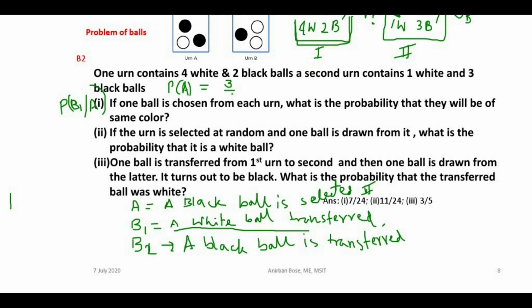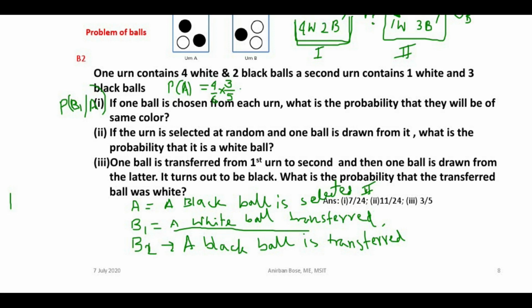So 3 by 5 is the probability of getting a black ball. But what is the probability of transferring a white ball? The probability of transferring a white ball is definitely, how many white balls are there here? That is 4 by total 6. So this is the case corresponding to if the white ball is transferred and it is observed it is black. In another way, the black ball we can get.